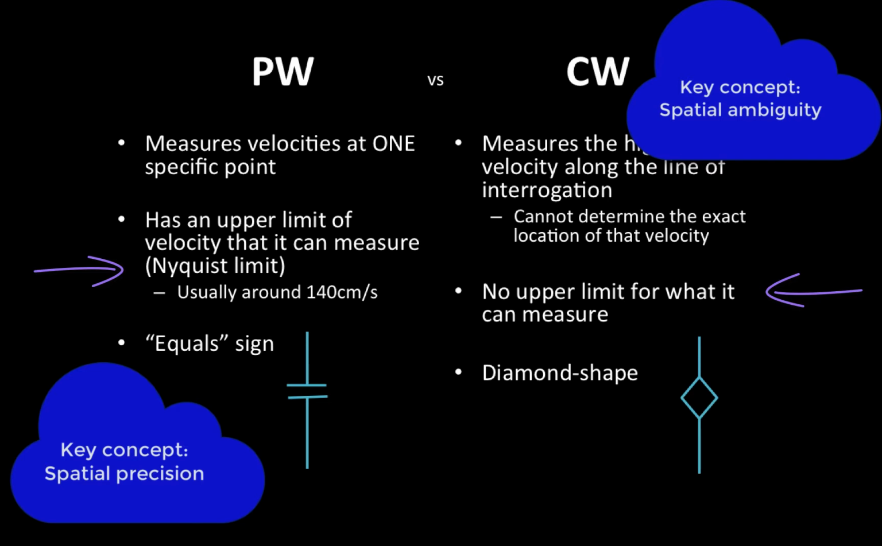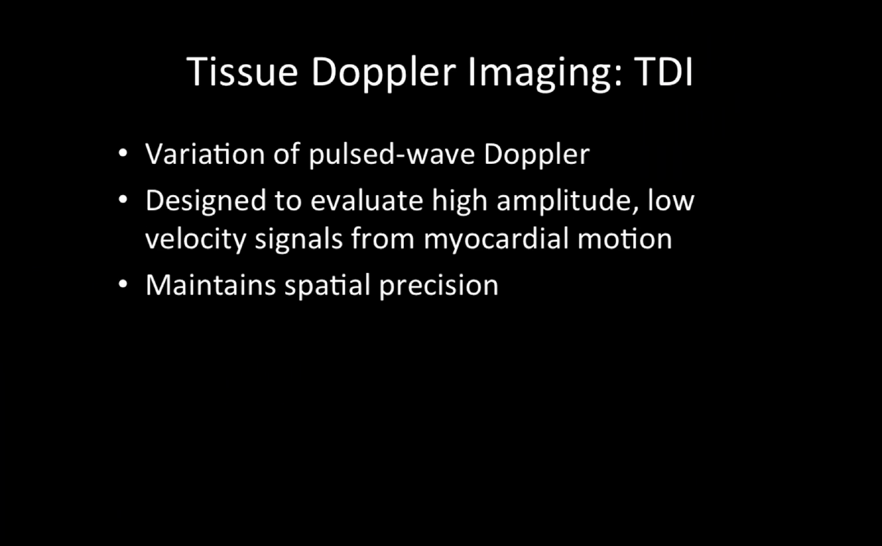By convention, you'll see that the PW symbol is a small equals sign, whereas the CW symbol is a diamond shape. And you'll note that the diamond shape of CW is an area of focus, but its location is not particularly influential as long as the Doppler signal is strong. So you'll pick up velocities from along the entire line of interrogation.